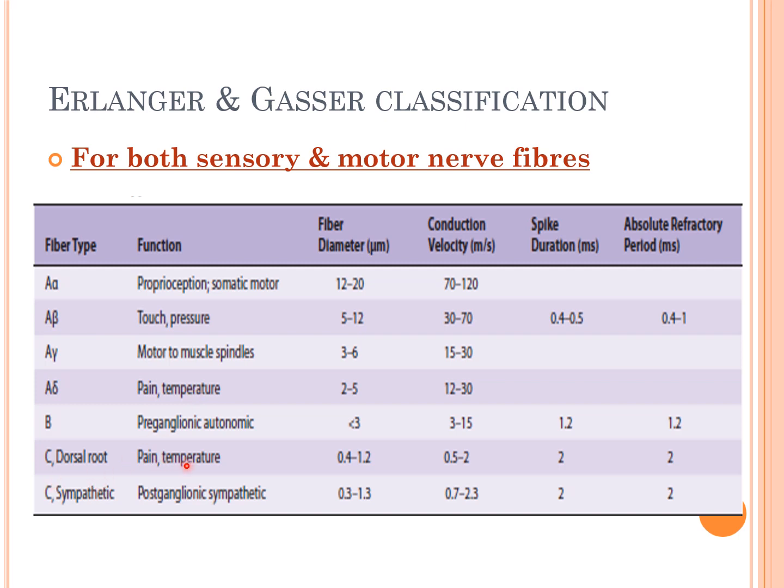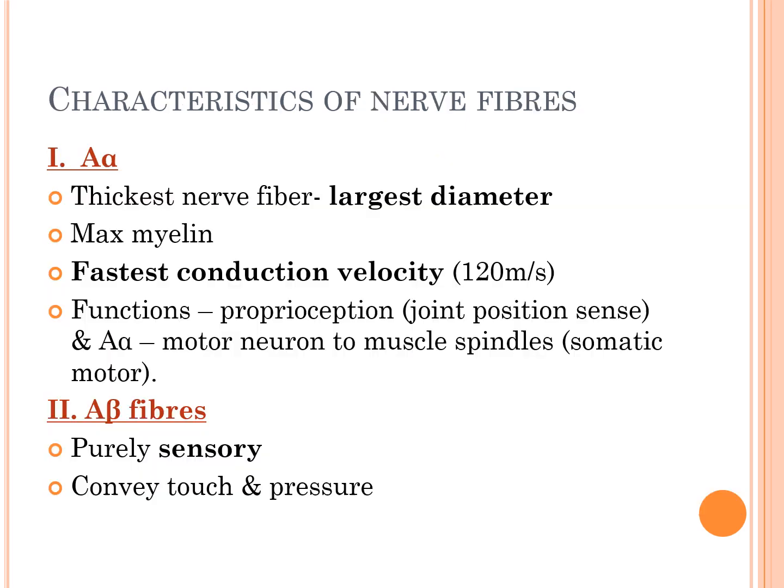Type C fiber carries slow pain, or a dull pain, which is an aching pain. So it is a dull aching pain. This type of pain is called dull aching pain, which is carried by type C fibers. So this is the Erlanger and Gasser classification. We will see the briefing here. So A alpha, I told you, according to the Erlanger and Gasser classification, type A, type B and type C fibers will be there.